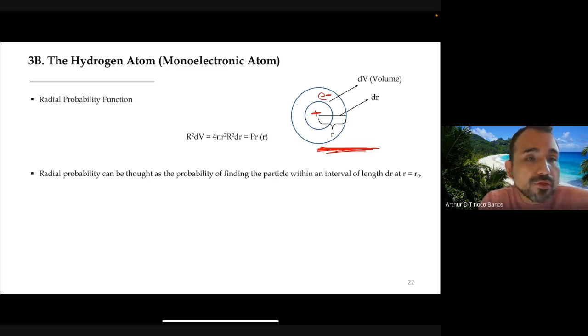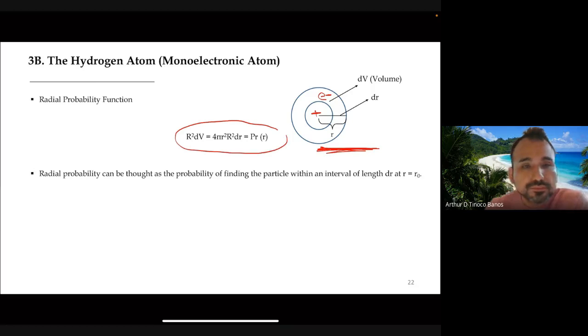All right, well, here we have the radial probability function, which is represented by this equation right here, right? So there's r squared, the radial probability. Radial probability can be thought of as the probability of finding the particle within an interval of length dr at a distance r equals r naught. So we're trying to specify a specific distance here. Again, the probability of finding that particle.